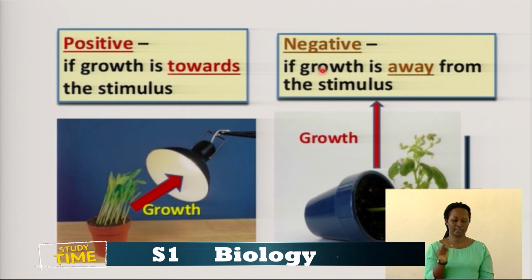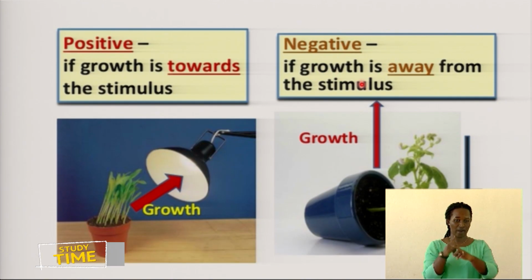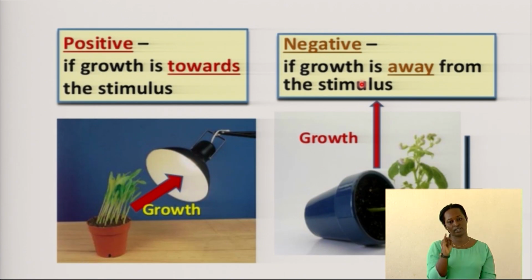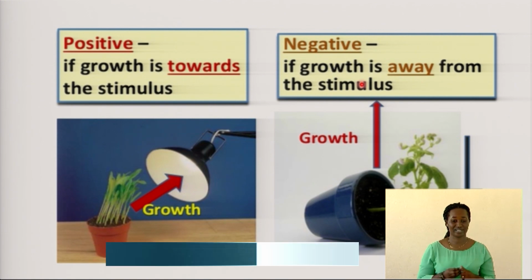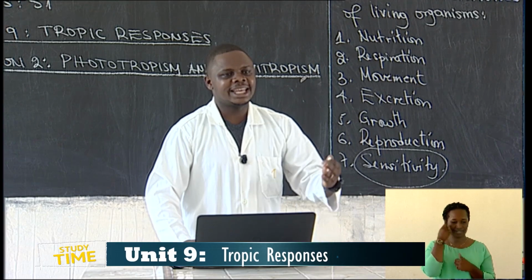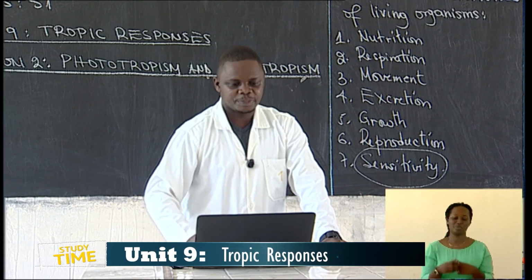That is growth away from the stimulus. So we can have positive tropism and negative tropism. Dear students, do you understand the difference? Excellent. If you understand the difference, then let's continue.